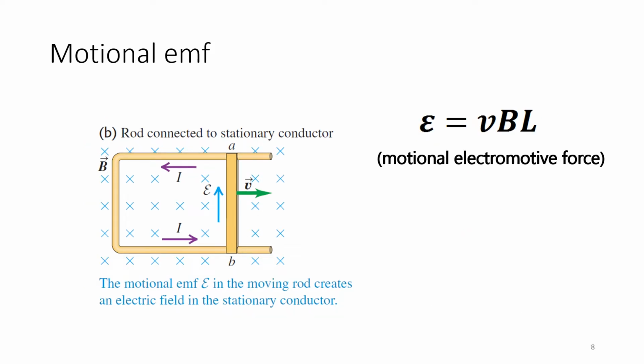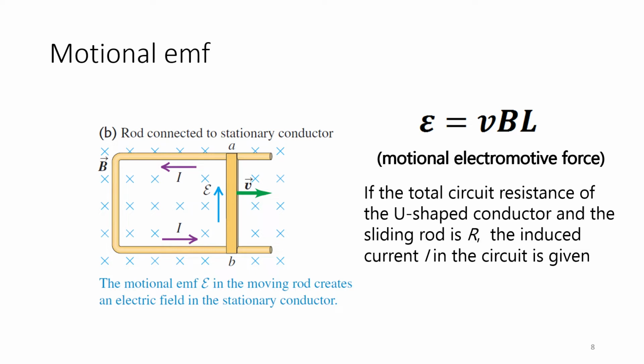Now, unlike the EMF produced by electrochemicals and batteries, the induced EMF by movements of conductors is called motional electromotive force, or motional EMF. Say that we know the total resistance of the loop to be R. We can then produce an expression for the current flowing through the whole circuit. It's as easy as dividing the known expression for motional EMF by R, considering that EMF is in units of voltage, and it should provide us with the equation that I is equal to VBL over R.